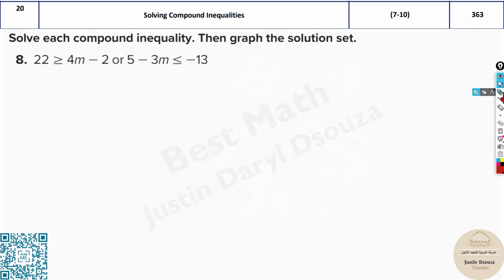Now let's do an OR problem. Here as well, it's the same thing. You need to solve it: 22 greater than or equal to 4m minus 2, or 5 minus 3m less than negative 13.